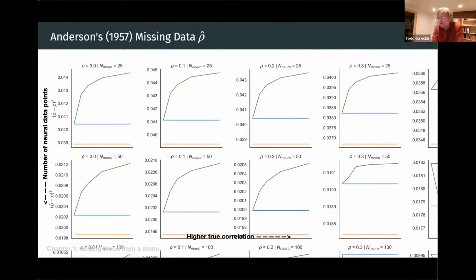So small true correlations or small neural data sets don't have enough signal, and then it adds variance, making the average get worse. But generally, this approach decreases the bias, but sometimes can increase the variance when the estimates of the bivariate correlation from your joint sample are weak.